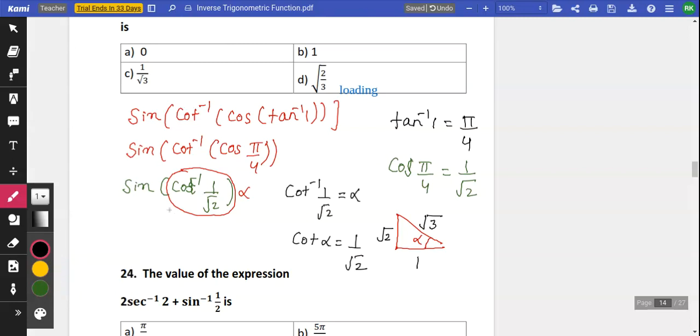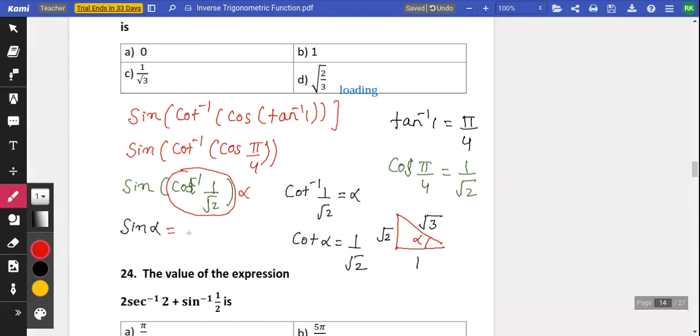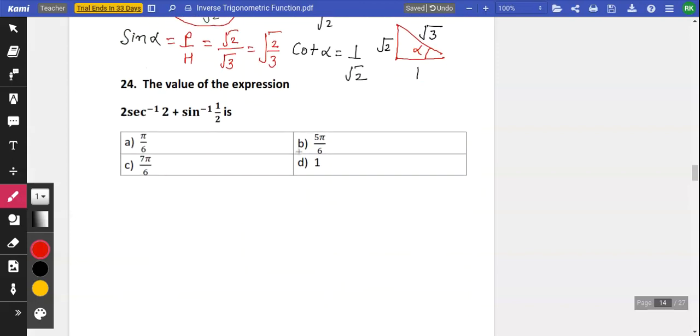Basically in this part, you have to find sine alpha. Sine alpha is perpendicular upon hypotenuse. Perpendicular is square root of 2 and hypotenuse is square root of 3. So final answer is square root of 2 upon square root of 3. Therefore correct answer is option D.